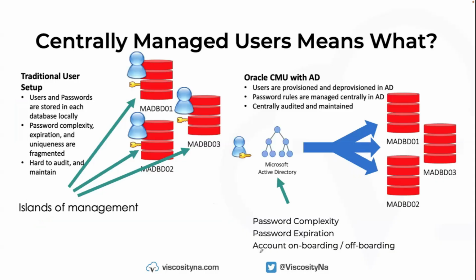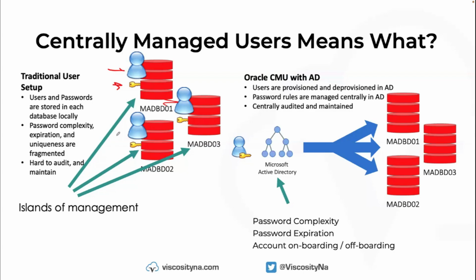So centrally managed users, what does this mean? In a traditional setup, if we had 3 databases here and we had end users that were logging into those databases directly, we would set up a user and a password in each of those databases. And each database would store their password, and each database would have password complexity rules, expiration rules, uniqueness rules, etc. This is all fragmented and very hard to manage.